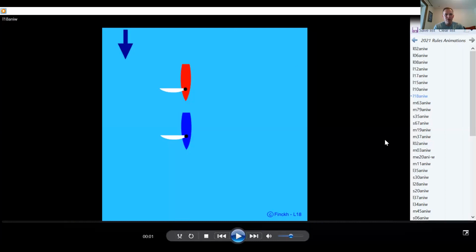There was a question. So starboard-port always trumps windward-leeward? Yes. Starboard-port is always the number one rule, and windward-leeward is always secondary to that. If you're on opposite tacks, windward-leeward only applies when you're on the same tack.